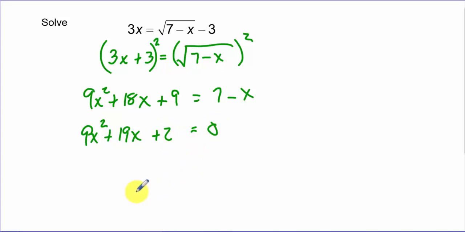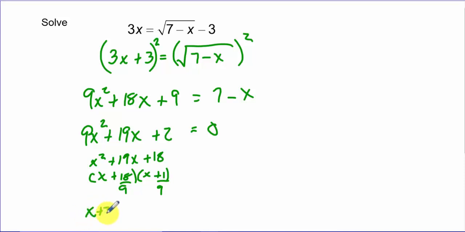Let's see. I'm going to take and, let's just do a 5-step for the fun of it. 9x squared plus 19x plus 2. That's x plus 2, and 9x plus 1. So that gives me values of x equaling a negative 2 and x equals a negative 1/9.